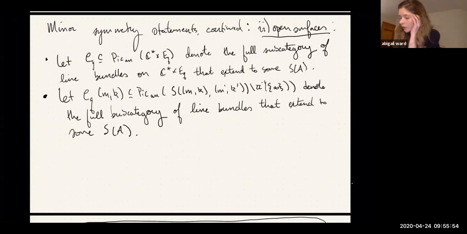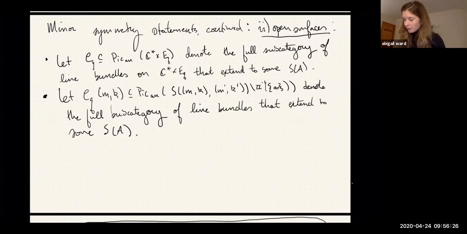Recall that we had a C star times EQ sitting inside of each SA. What I want to say is, think about analytic line bundles which can extend to some such compactification of C star times EQ. You don't want to consider all holomorphic line bundles because that's way too big a set. But if you think of ones that can extend to some compactification that we've considered, that's actually an okay kind of subcategory of this Picard category.